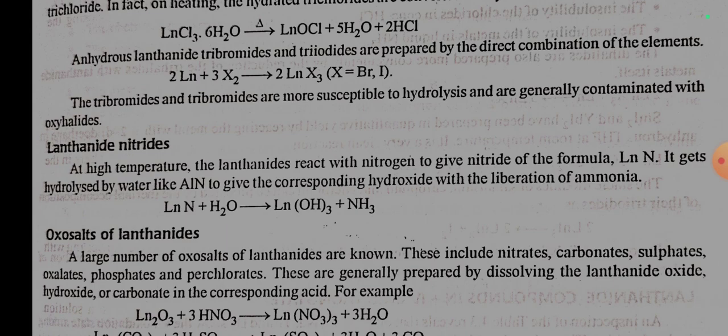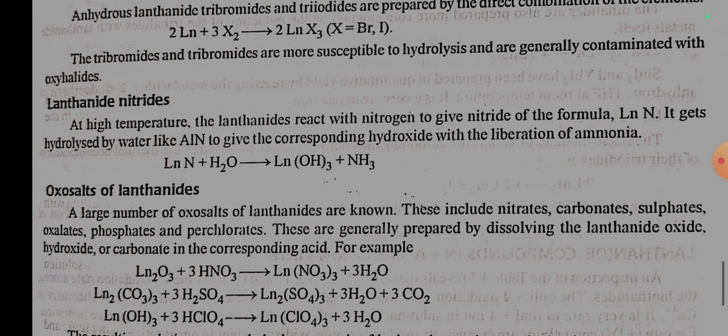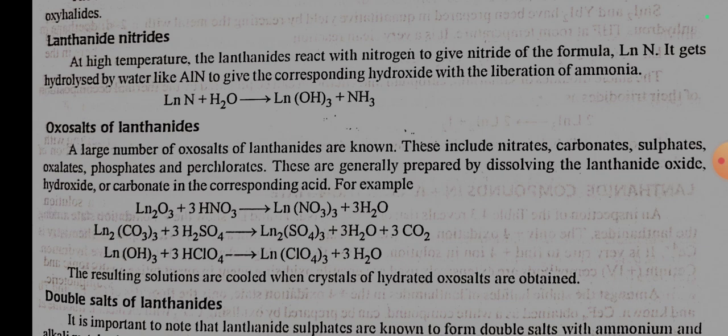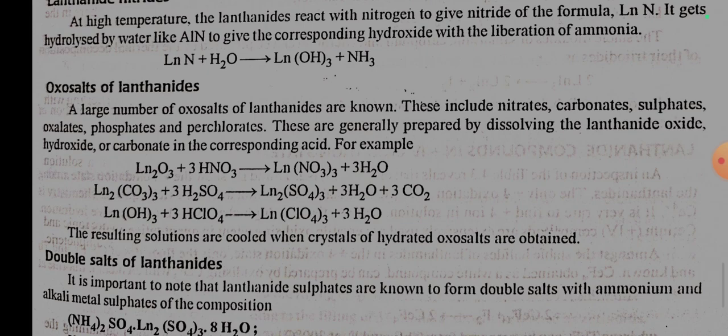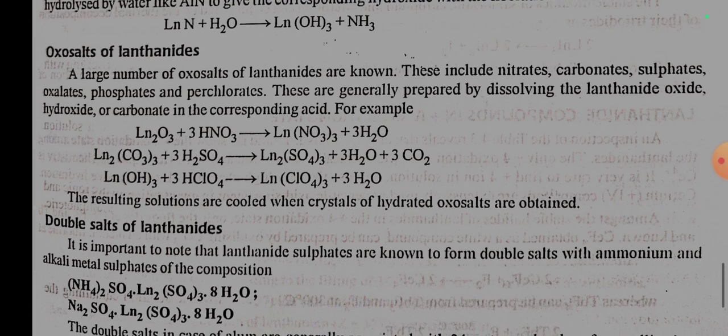Anhydrous lanthanide tribromides and triiodides are prepared by the direct combination of the elements. 2Ln plus 3X2 gives 2LnX3, where X equals Br or I. The tribromides and triiodides are more susceptible to hydrolysis and are generally contaminated with oxyhalides. Lanthanide nitrides. At high temperature, the lanthanides react with nitrogen to give nitrides of the formula LnN. It gets hydrolyzed by water, like AlN, to give the corresponding hydroxide with the liberation of ammonia. LnN plus 3H2O gives Ln(OH)3 plus NH3.